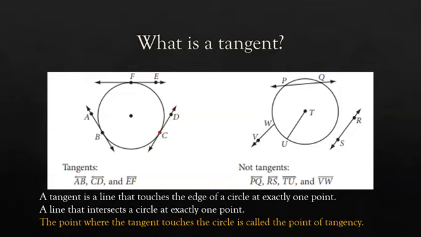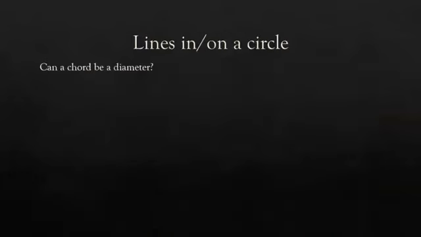A couple follow-up questions to get you thinking. Can a chord be a diameter? What was our definition of a chord? Remember, a chord would just have its endpoints on the circle. So I think that a chord could be a diameter, but not all chords are diameters.